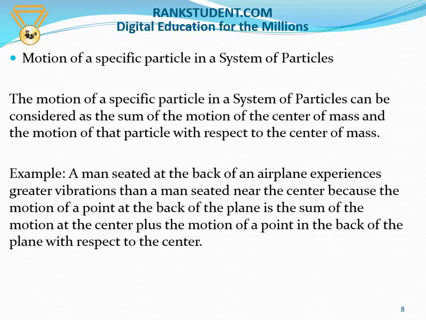For example, a man who is seated at the back of an airplane experiences greater vibrations than a man seated near the center, because the motion of a point at the back of the plane is the sum of the motion of the center plus the motion of a point in the back of the plane with respect to the center. That's why we try to get a seat in the front of the plane or the center of the plane rather than the back of the plane. And the same thing is true of other vehicles too.